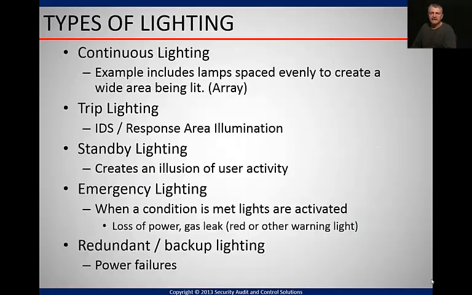There's different types of lighting. There's continuous lighting, which is an array. This example includes lamps spaced evenly to create a wide area being lit, also known as an array, as I said. There's strip lighting, which is for intrusion detection systems, also known as response area illumination. There's standby lighting, which creates an illusion of user activity. Emergency lighting, when a condition is met, certain lights are activated. For example, there could be a loss of power, a gas leak, and a gas leak could be a red or any other warning light. And also redundant or backup lighting in the case of a power failure.